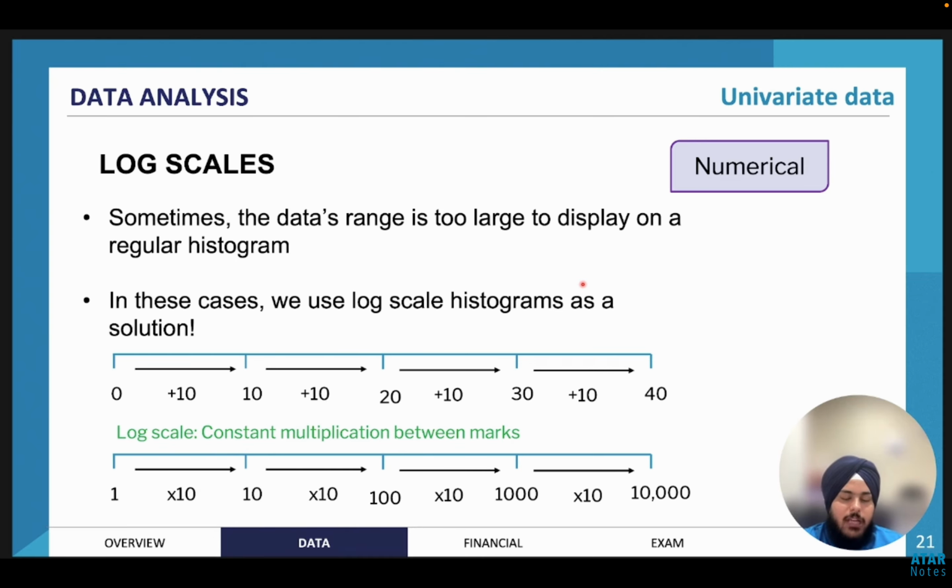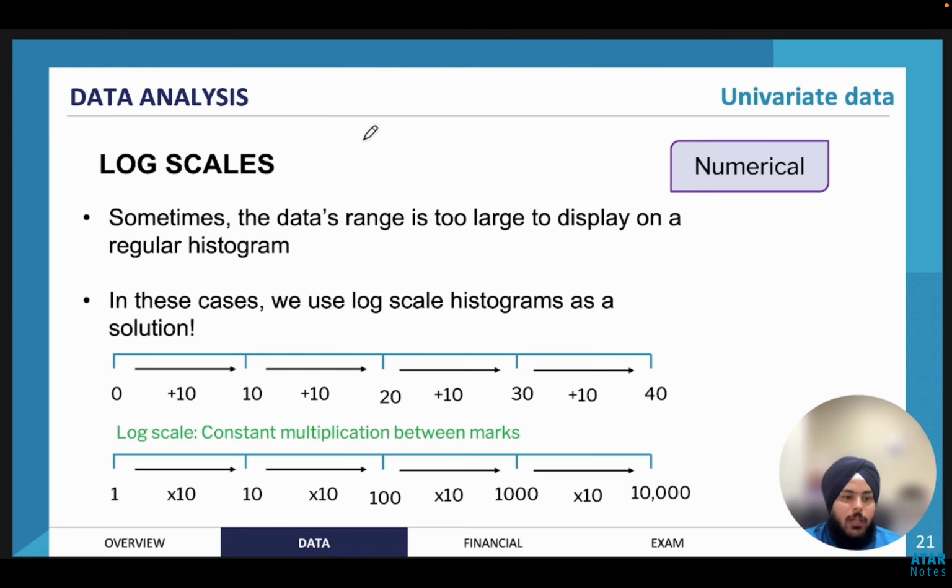Okay, so another type of graph that you're going to see, and we're going to come back to this when we talk about data transformation, is the log histogram. So the log scale, if you're not familiar with the log scales, is usually used to simplify really large values.